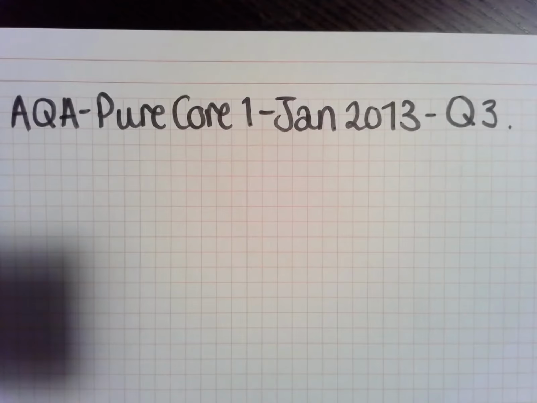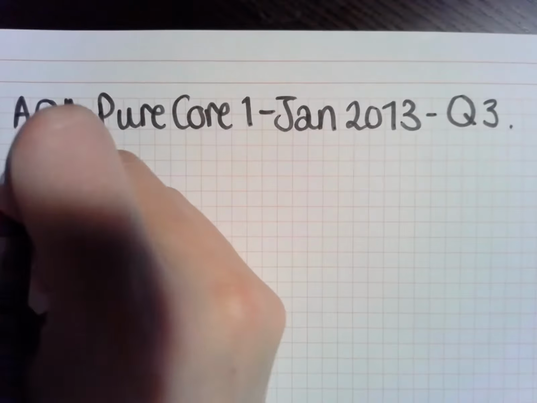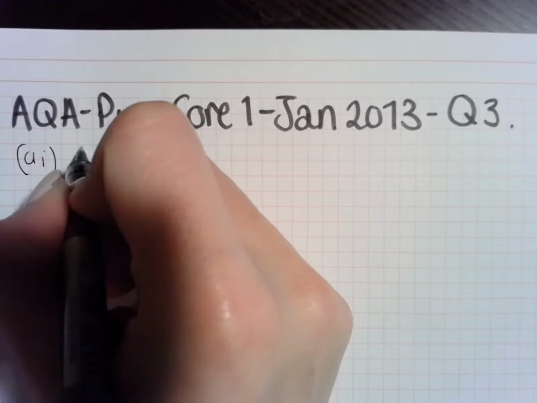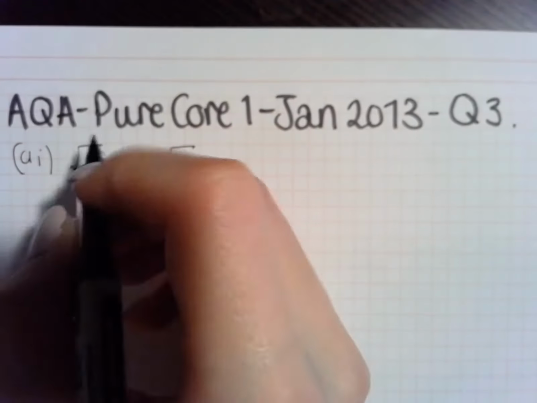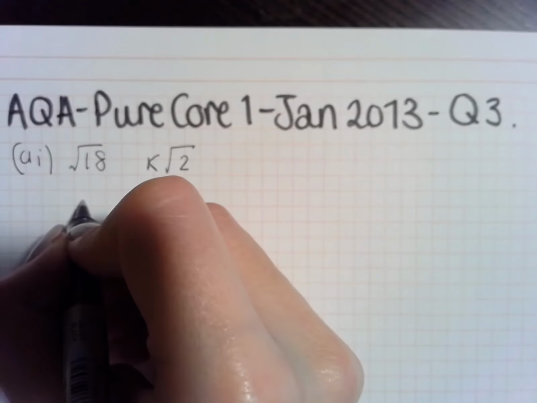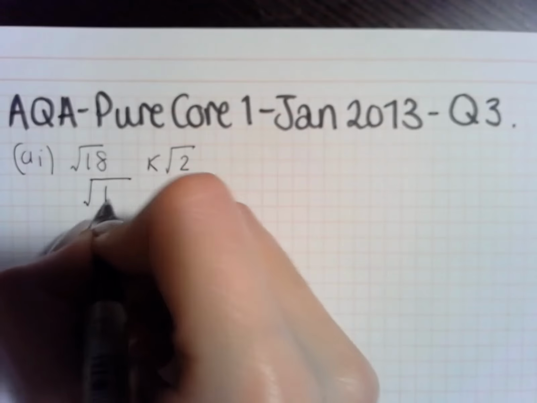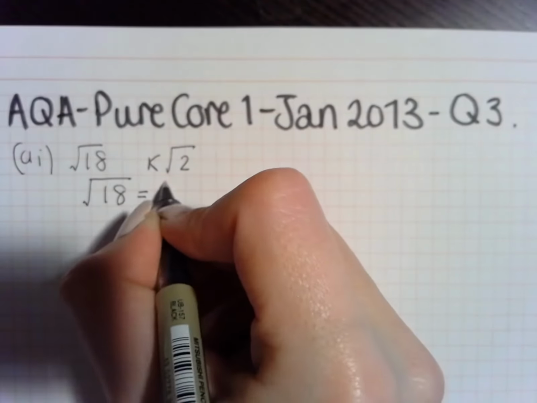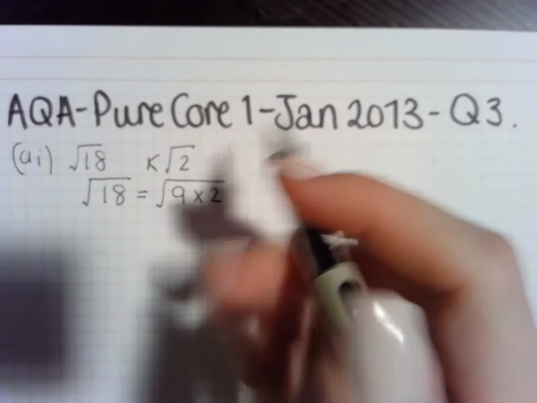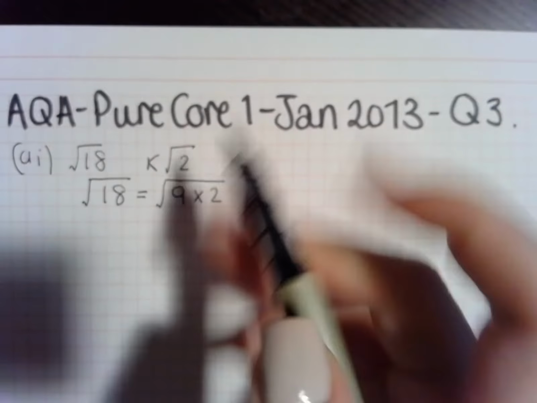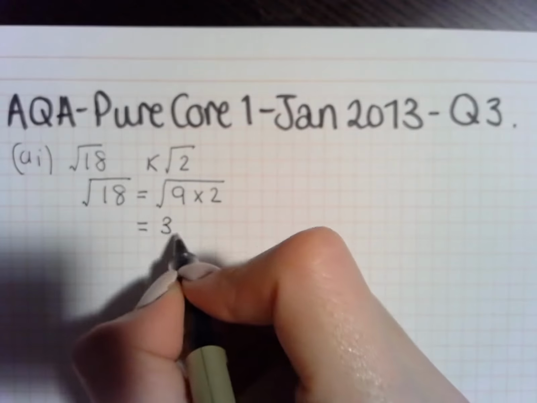Okay, so AQA Pure Core 1, January 2013, question 3. Part a(i) asks, express root 18 in the form k root 2. So basically what this is looking for is that root 18 is the same as root 9 times 2, and root 9 is 3. So the answer is 3 root 2.